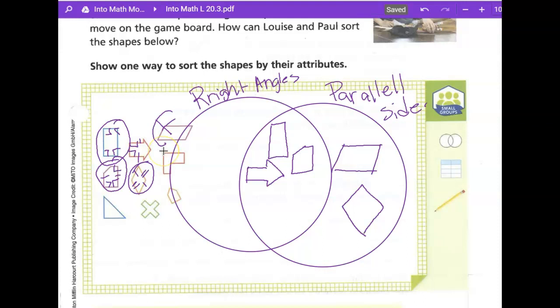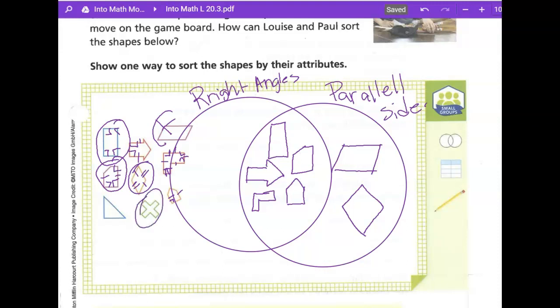Let's look at this little L-shaped piece over here. It has several right angles. Well, it has 5 right angles to be exact, and it has some sides that are parallel. So it should go in the middle again. Okay, let's look at this pentagon down here. It has 2 right angles in each of these corners, and it has one set of parallel lines. So we can put it up here in the middle.